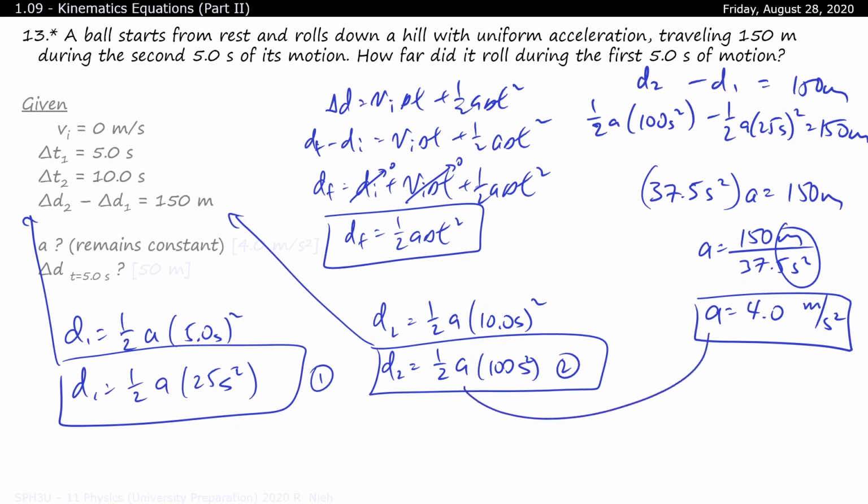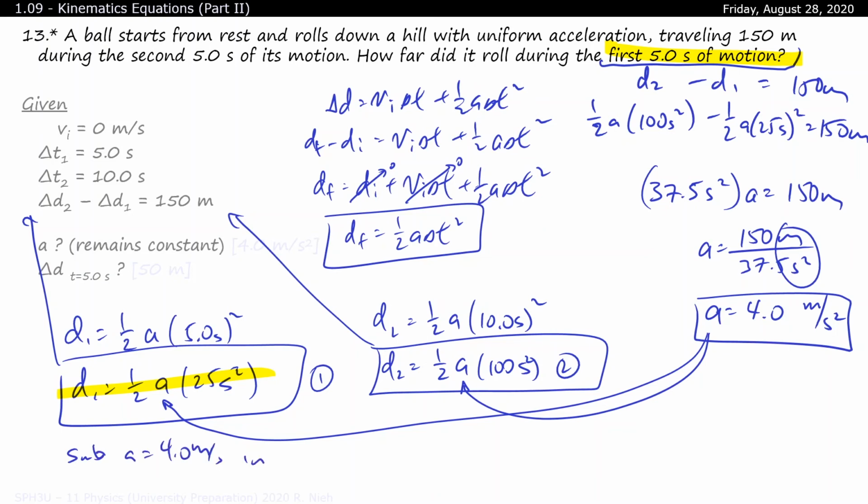So now that we know a, we can sub a into both of these equations if need be, but it's only asking for during the first 5 seconds of motion. So we're only going to sub it into equation 1. So we're going to sub a is equal to 4.0 meters per second squared into equation number 1. So d1 is equal to 1/2 of 4.0 meters per second squared times 5 seconds squared. 5 squared is 25. 25 times 4 is 100. 100 divided by 2 gives you 50 meters.